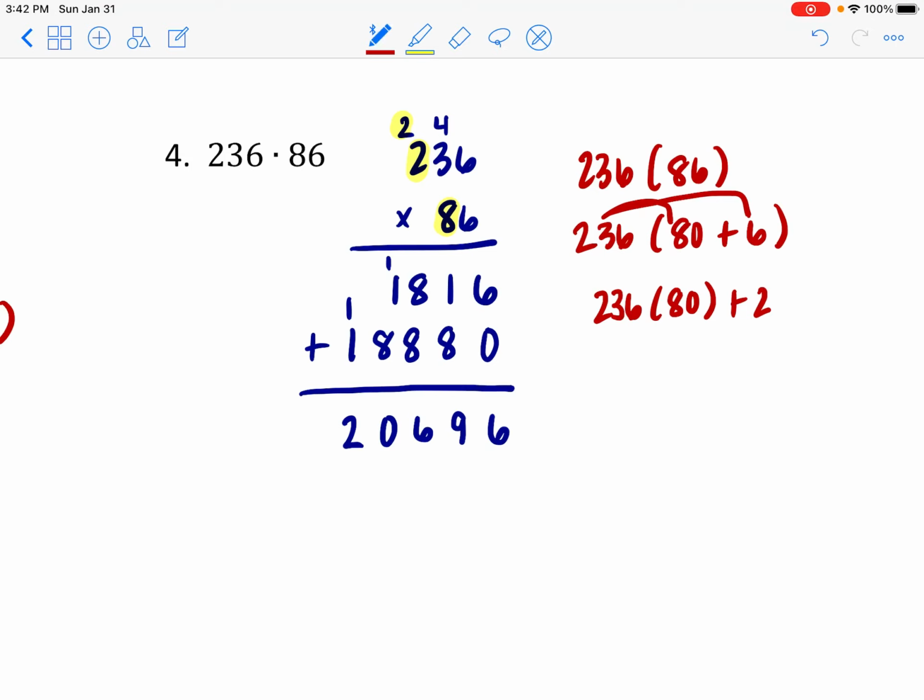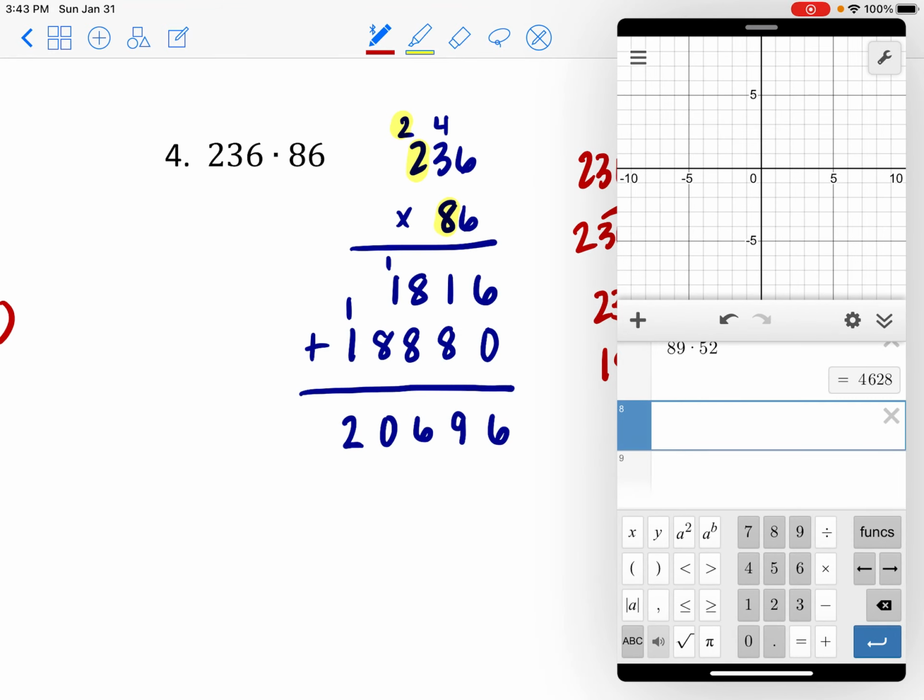236 times 80, that's what we did here. That gives us 18,880. And then 236 times 6, that's what we did here. That's where we got 1,416. If we add those, we're going to get the same result, 20,296. So I don't know which way is easier or makes a little more sense for you. Maybe the calculator is the easiest way to do this, but all three technically work perfectly well.